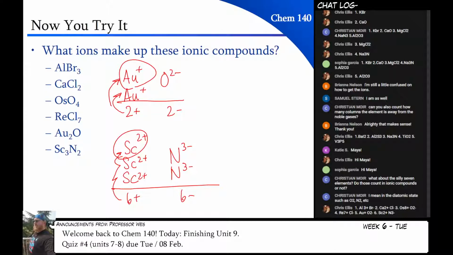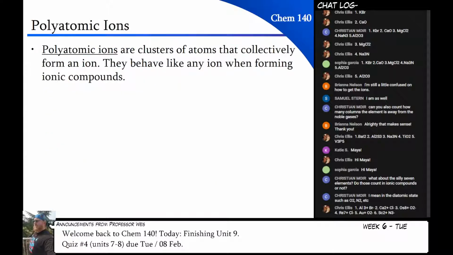Alright, if you have any questions about how to make ions or follow the octet rule or whatever, let me know. The last thing we're going to do when forming ionic compounds is we're going to use polyatomic ions, because this is part and parcel of the whole ionic compound. Polyatomic ions are just bigger ions.